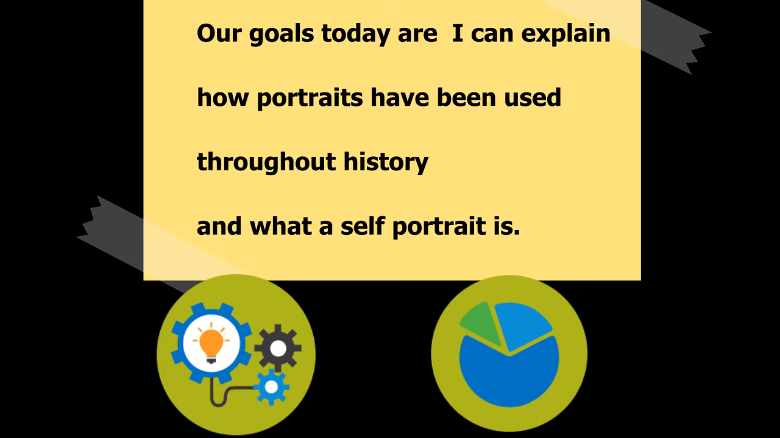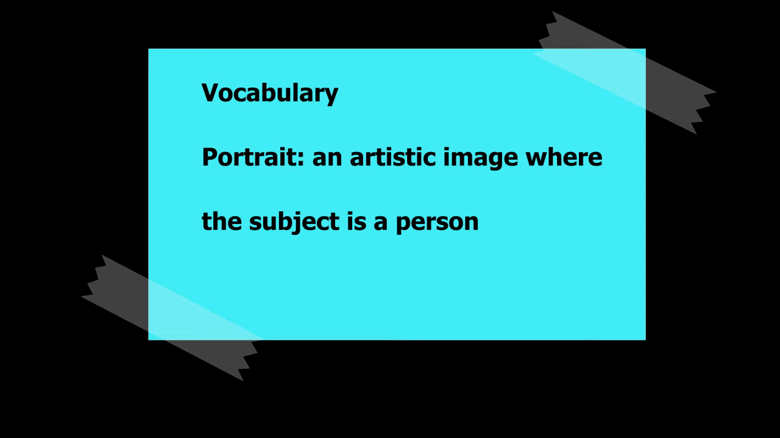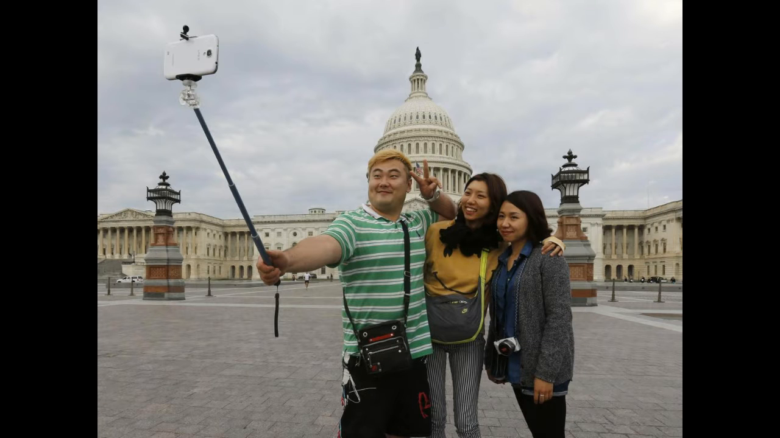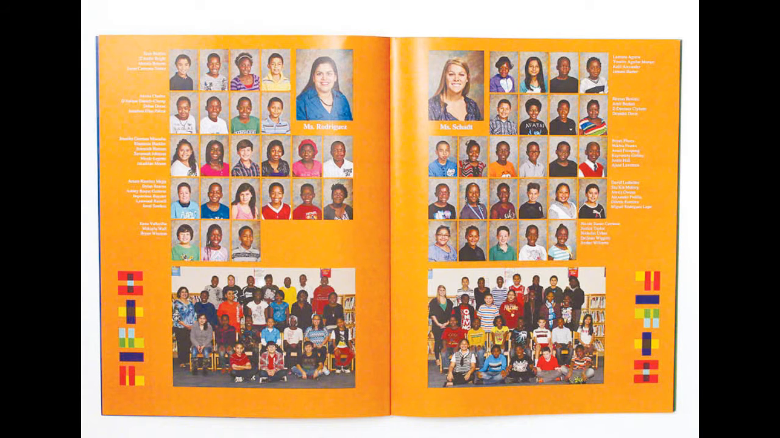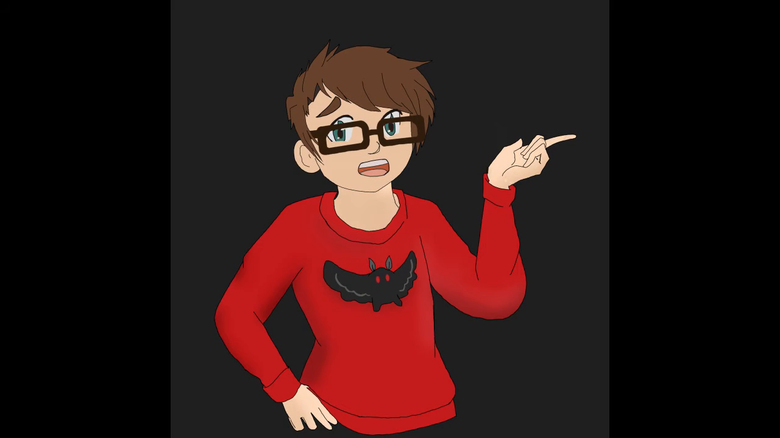Our goal today is I can explain how portraits are used throughout history. A portrait is a piece of art where the subject is a person. Today we can get portraits easily with a camera. In fact, we usually get one every year that goes in the yearbook when we are at school. Before the camera, however, it was very uncommon to get a portrait of yourself.